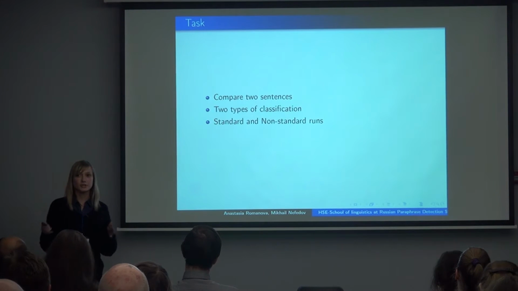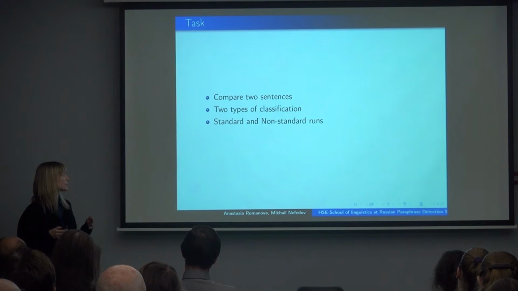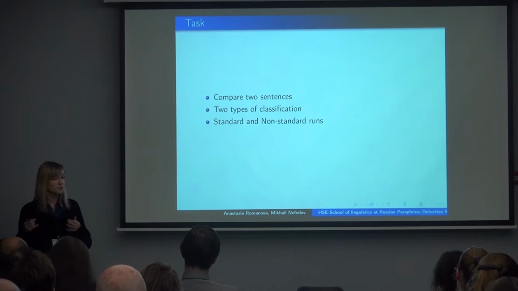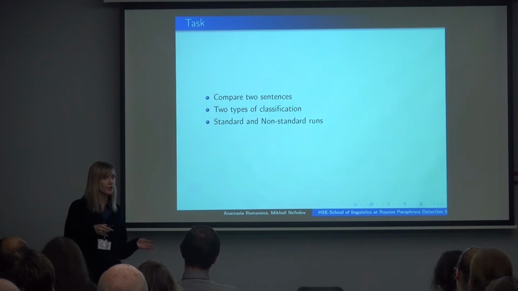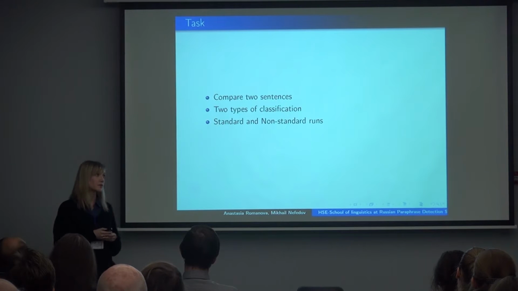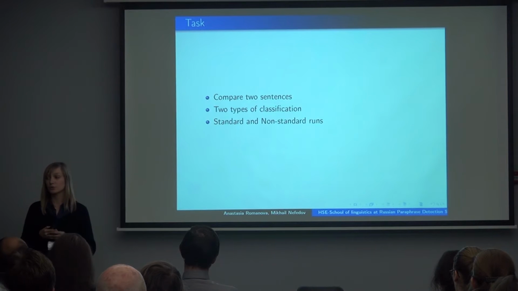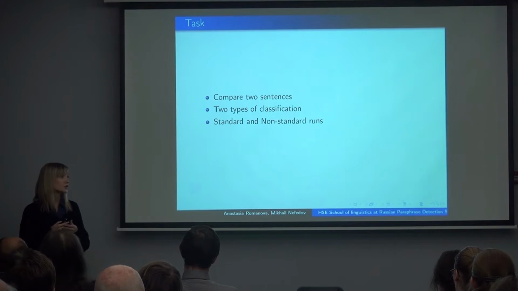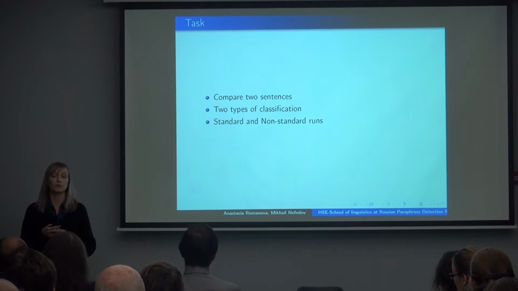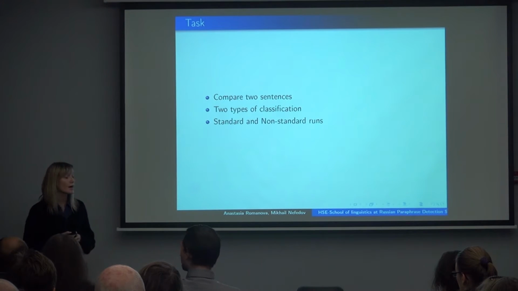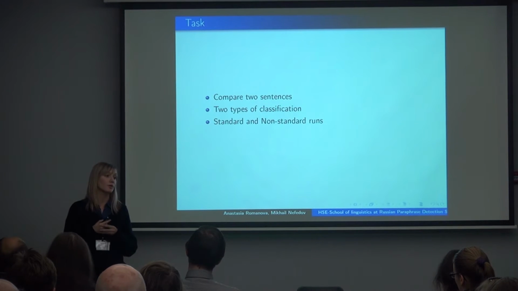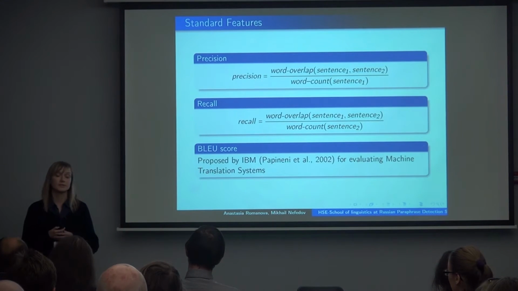In general, the task was to compare two sentences and produce two types of classification, binary and three-class classification. And there were two runs, standard and non-standard runs. We have prepared two groups of features. We used the first one for the standard run, and we used both groups of features for the non-standard run. And I'll describe the first group.